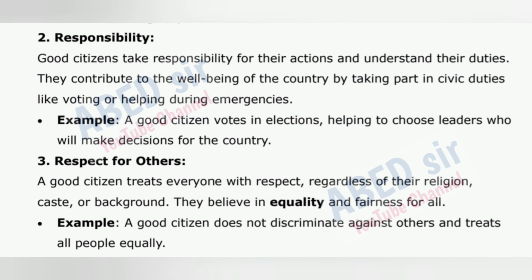3. Respect for others. A good citizen treats everyone with respect, regardless of their religion, caste, or background. They believe in equality and fairness for all. Example, a good citizen does not discriminate against others and treats all people equally.